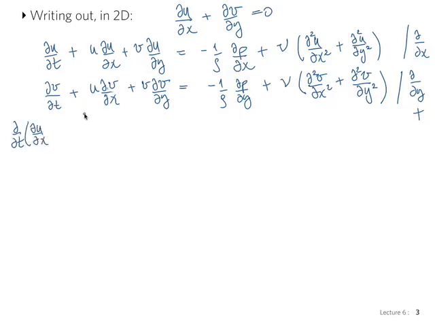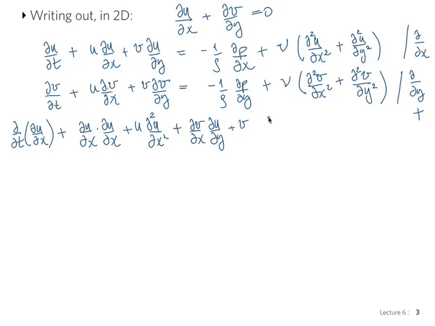Then I have a couple of products here that I'm going to take derivatives of, so let's go one by one. So du/dx times du/dx plus u, and take the second derivative of u with respect to x. So I've taken the derivative of this product here. Now I'm going to get the other product, the second one here. So dv/dx times du/dy plus v, second derivative of u with respect to x and y.